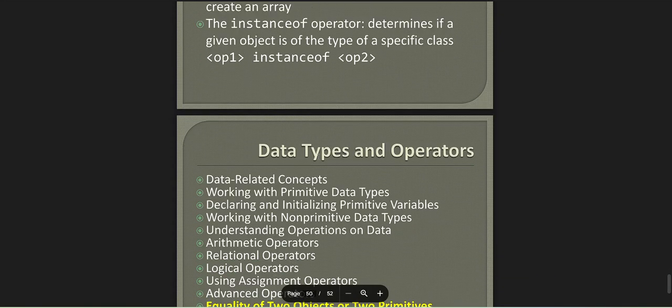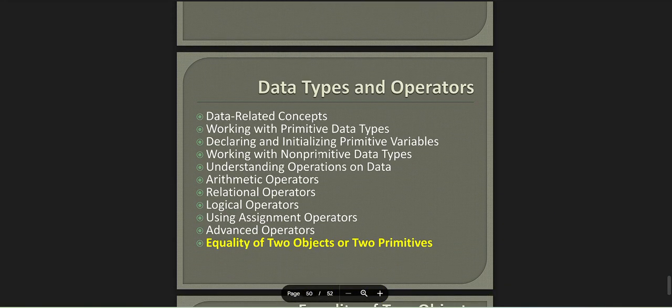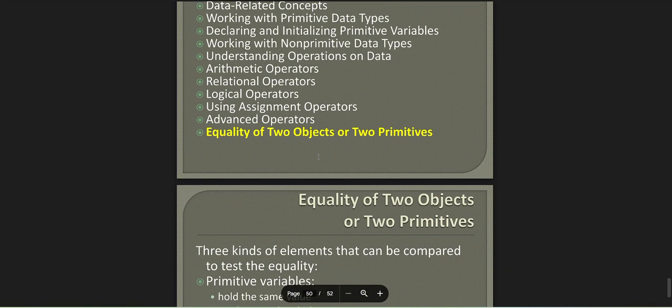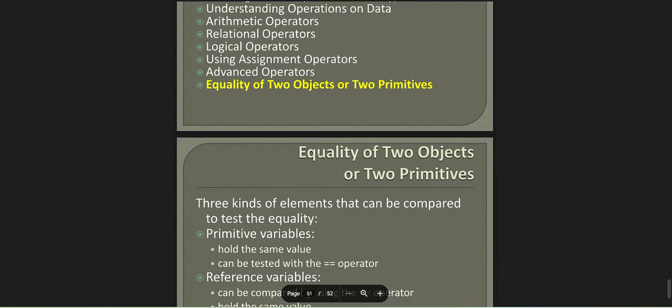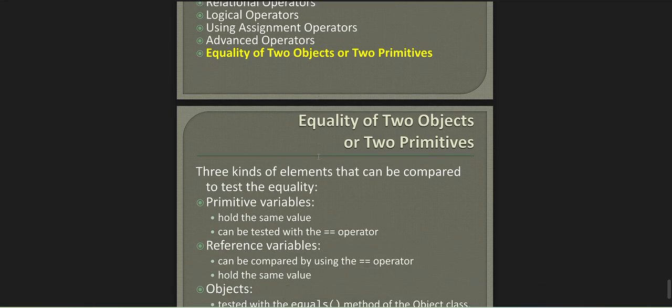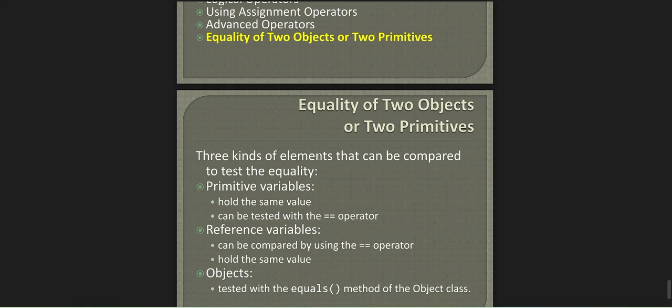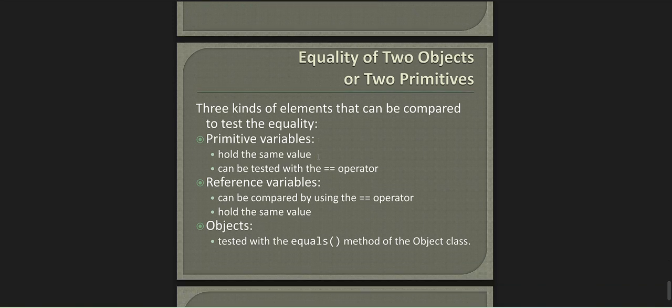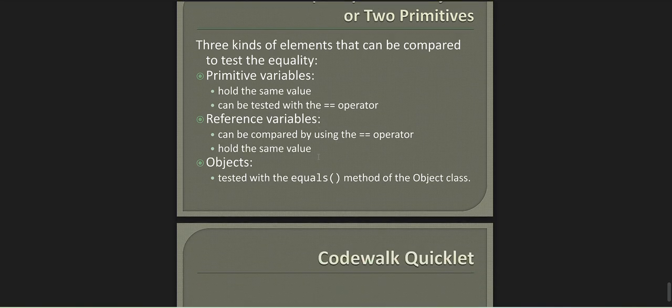Object1 instanceof Object2. Equality operator: equality of two objects and two primitives. This kind of element can be compared to test equality. Primitive variables that all have the same value can be tested with the equality operator. Reference variables can be compared with the equals operator. Objects with the same value are tested with the equals method of the Object class.